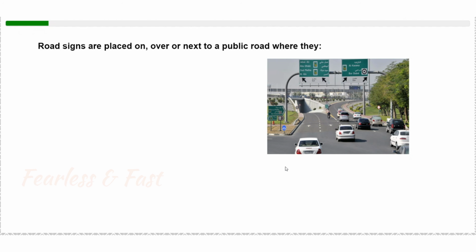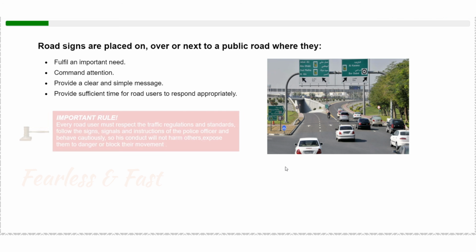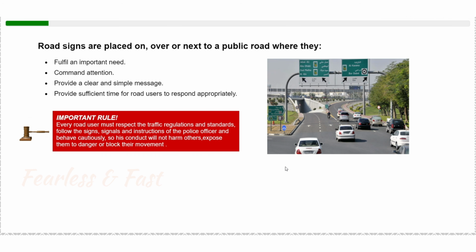Road signs are placed on, over or next to a public road where they fulfill an important need, command attention, provide a clear and simple message, provide sufficient time for road users to respond appropriately. Important rule: every road user must respect the traffic regulations and standards, follow the signs, signals and instructions of the police officer and behave cautiously, so his conduct will not harm others, expose them to danger or block their movement.